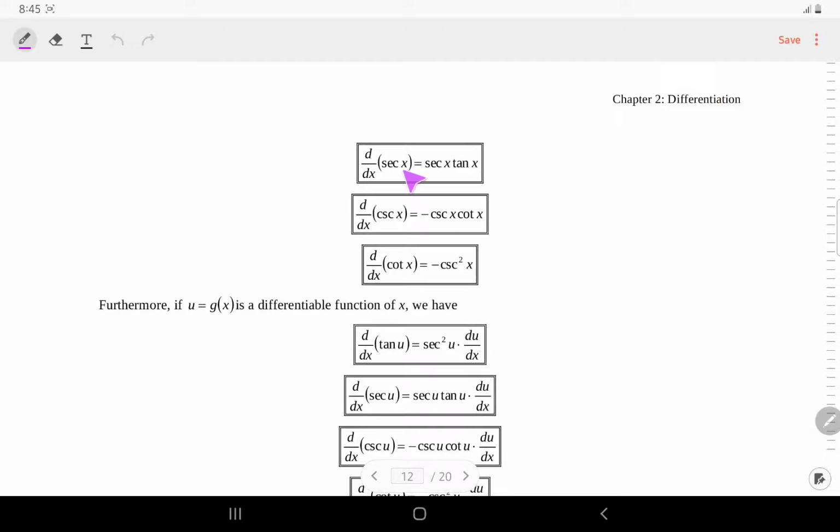Okay, next, if we differentiate secant x, it will become secant x tangent x. And if we differentiate cosecant x, we will get negative cosecant x cot x. And differentiate cot x, we will get negative cosecant square x. All of this you need to remember in order to differentiate trigo function. Okay, the basic trigo function.